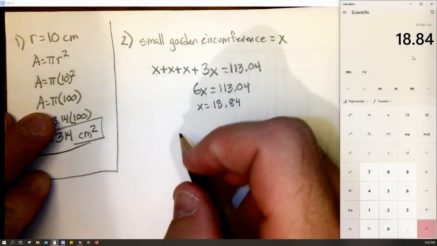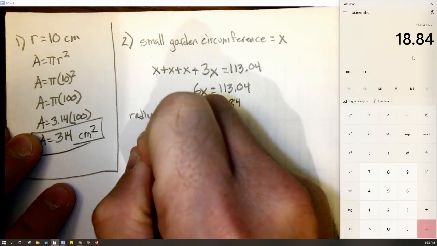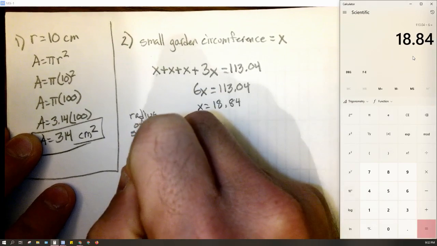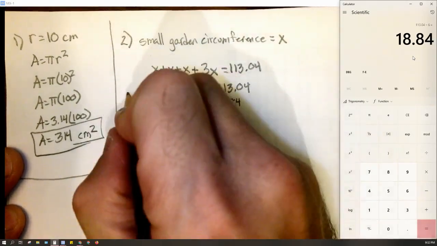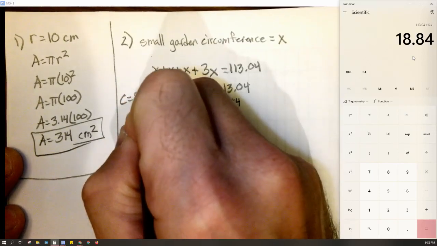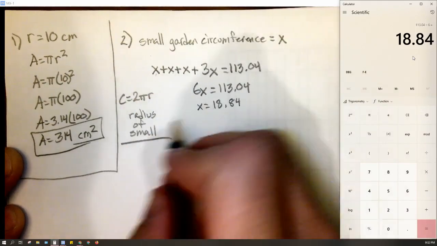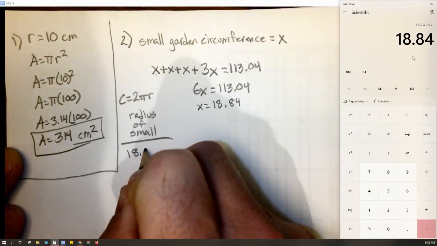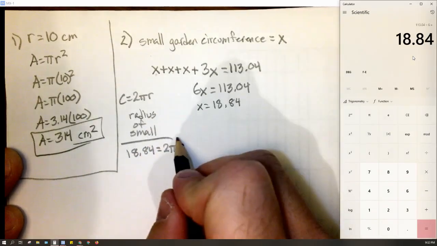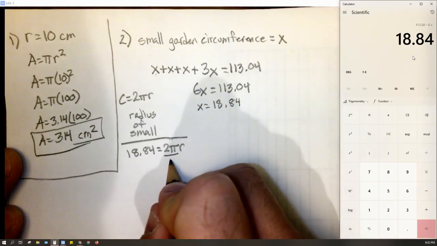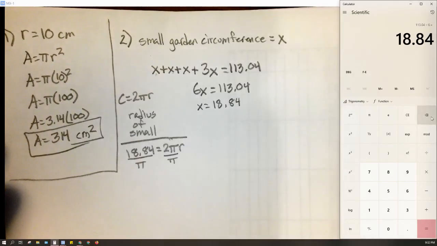So what is the radius of a small garden? Let's find the radius of a small garden. If the circumference is 18.84, and remember the circumference formula is 2 times pi times the radius, all we have to do is plug in the circumference and then solve for radius. The circumference is 18.84, and that's equal to 2 times pi times the radius of the small garden. Divide both sides by pi. And again, we're using 3.14 for pi, according to the problem.